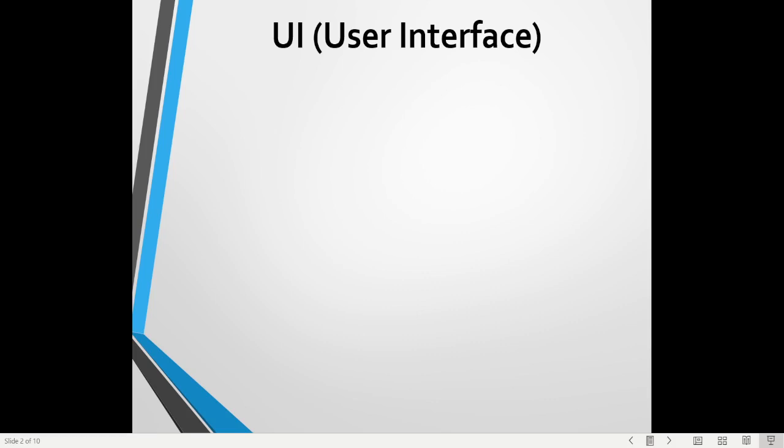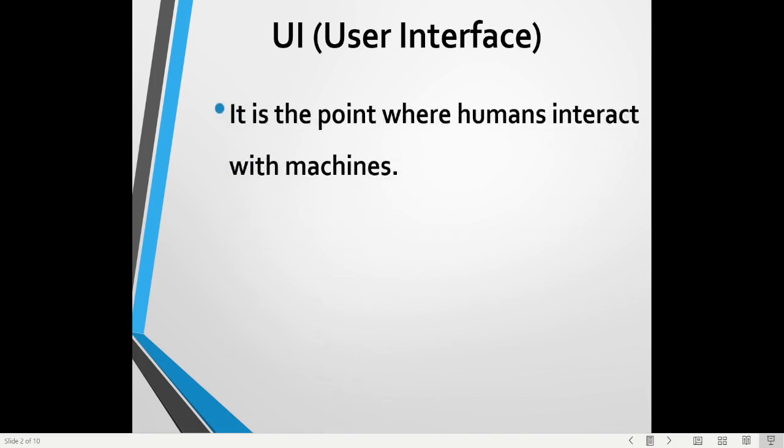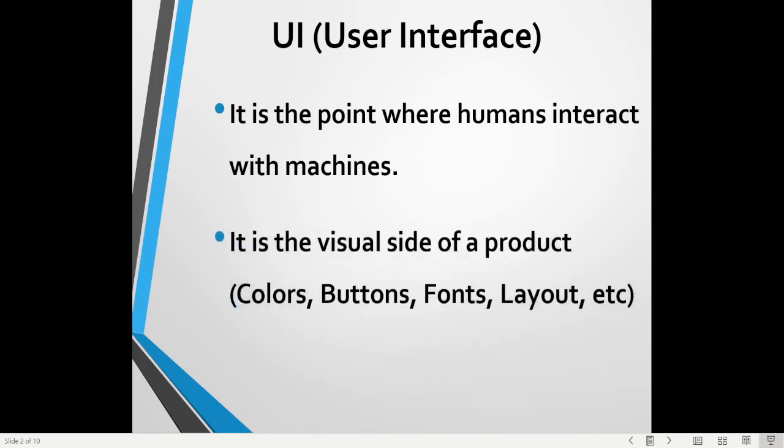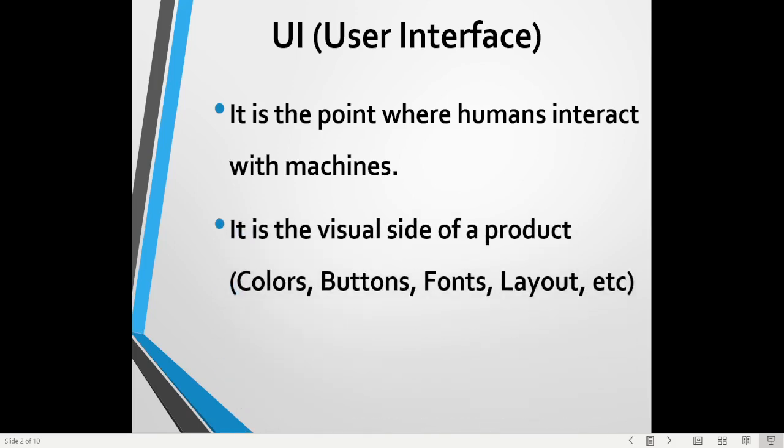It's largely divided into two. UI, user interface here. It is the point where humans interact with machines. So it is that interface, that point in which you communicate with the machine, you communicate with the computer, you communicate with dashboard, you communicate with products and the rest of them. Okay, it is the visual side of the product. So we are talking about the colors, the buttons, the fonts and layouts.